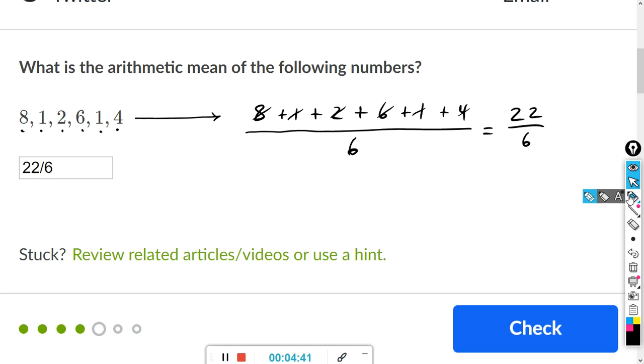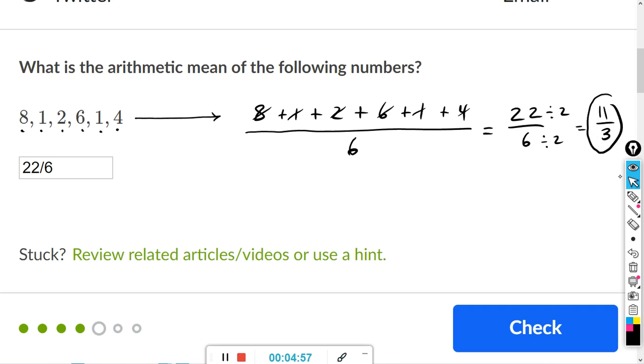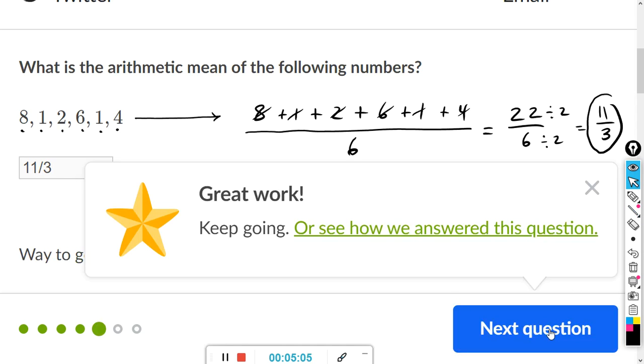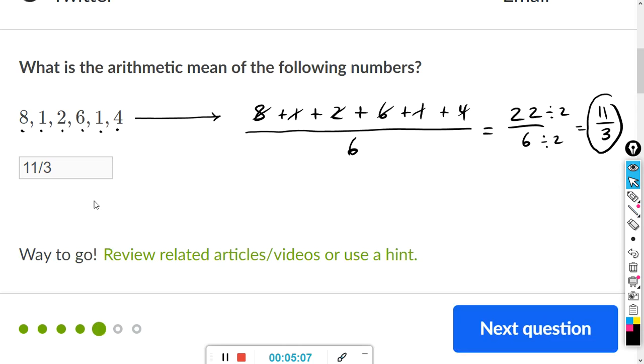The way to reduce this fraction, these are both even numbers. So I will divide both the top and the bottom by 2. So that's going to be 11 over 3. I can't reduce that any further, so they should accept it. So I'll type 11/3. In this case, it has to be entered as a reduced fraction. If you were to do this on the calculator and get a decimal, it's going to be a repeating decimal, so I don't think it would accept it.